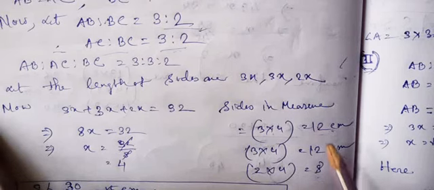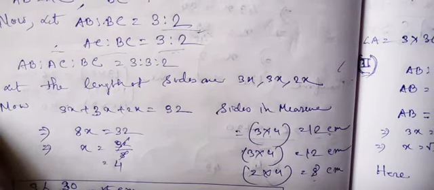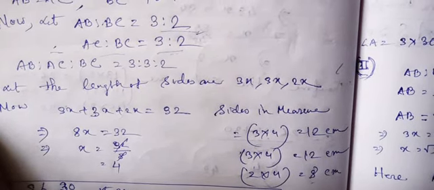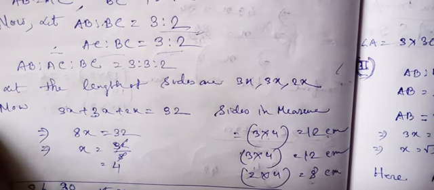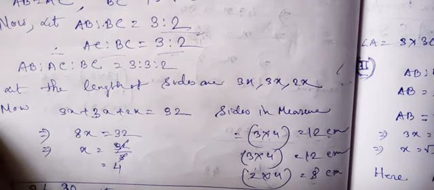Now we apply the formula of area, and we can easily compute the area of the triangle, that is the square root of s into s minus a, s minus b, s minus c.